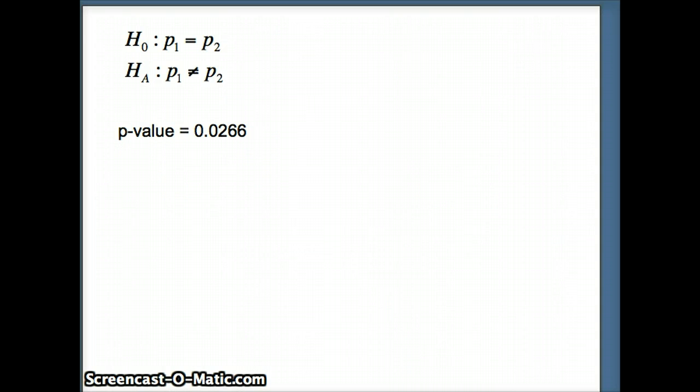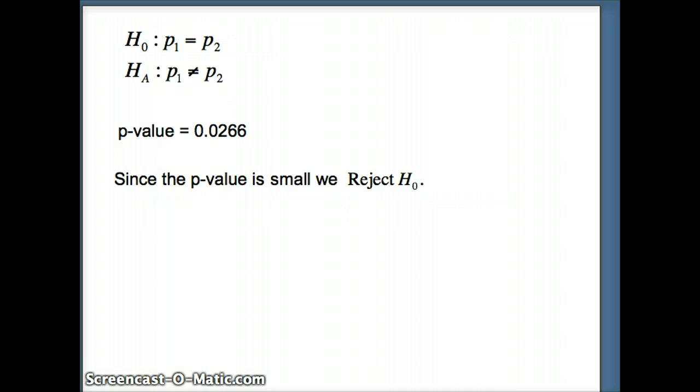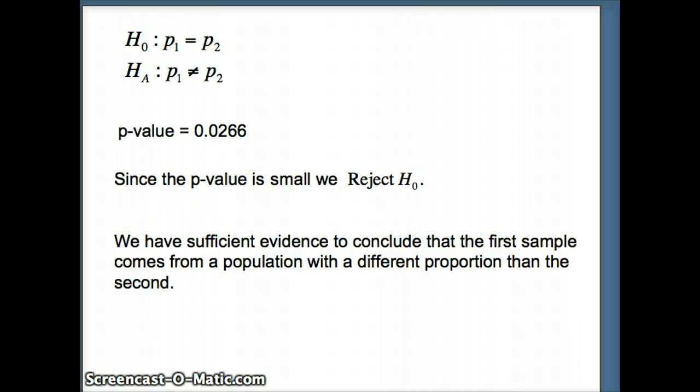Now if the p-value is 0.0266, what does that tell us? Since the p-value is small, we have to reject H0. We throw H0 out, which means we have evidence of HA. So how will we state that conclusion? We have sufficient evidence to conclude that the first sample comes from a population with a different proportion than does the second. And that will conclude this presentation.